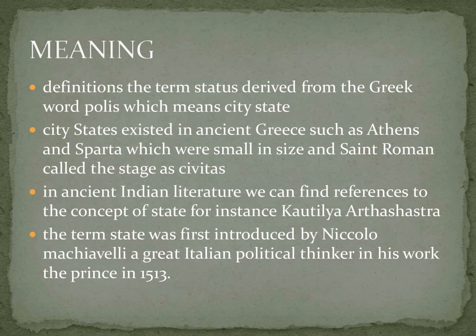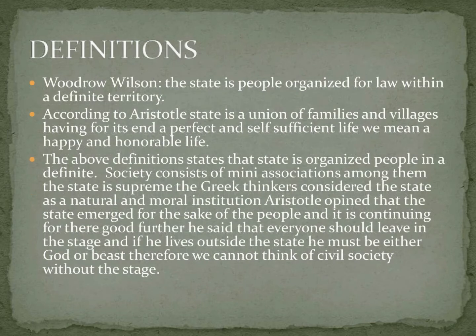Now regarding the definitions cited by different political thinkers, we'll discuss the definition cited by Woodrow Wilson. According to him, the state is people organized for law within a definite territory. The state consists of people, and it is organized. Organized means incorporation of a set of rules and regulations within a definite territory. This definition provides awareness of the essential elements for the formation of the state.